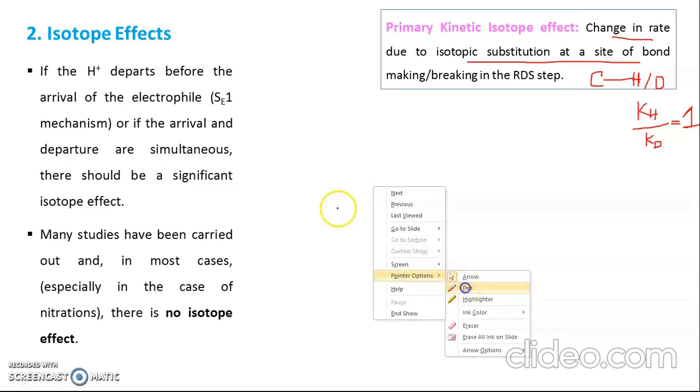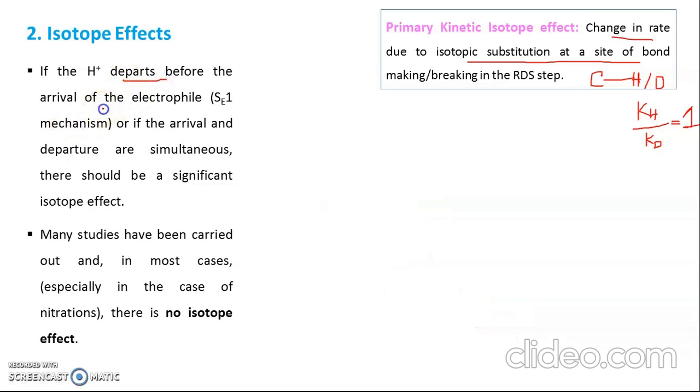Suppose the hydrogen departs before the arrival of the electrophile, which is not the mechanism that we have already seen. Suppose CH bond breaking is taking place fast. So that is one possibility. Another possibility is that the arrival of the electrophile and the departure of the hydrogen both take place simultaneously. So these are the two processes. If that is the case, there should be a significant isotope effect. KH by KD should not be 1.